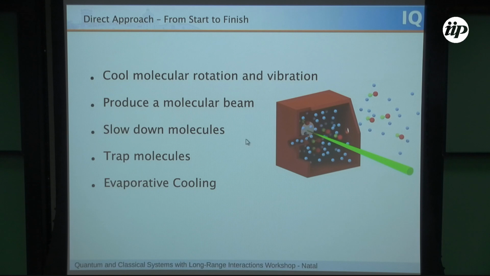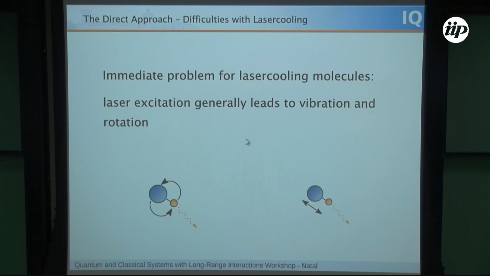So the question is, why is that hard for molecules? The immediate answer comes about because as soon as you try to excite a molecule with a laser, there's no guarantee that it's going to fall back to its initial state.